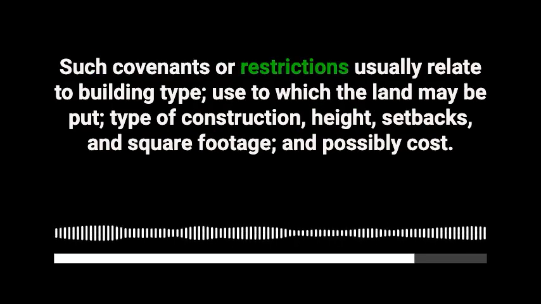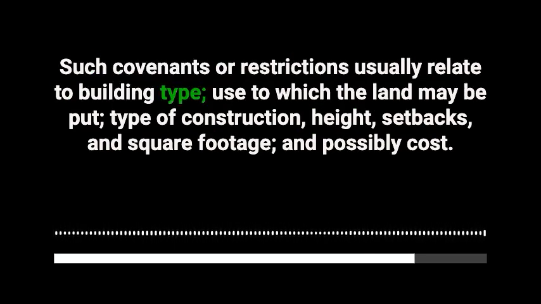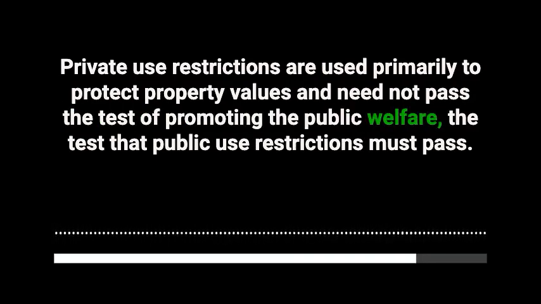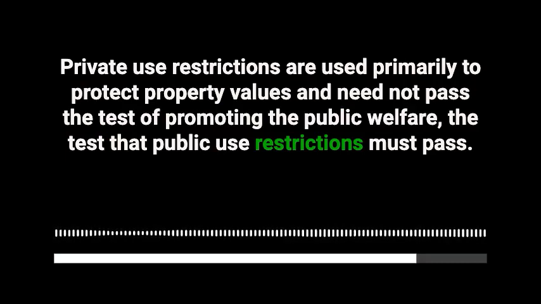Such covenants or restrictions usually relate to building type, use to which the land may be put, type of construction, height, setbacks, and square footage, and possibly cost. Private use restrictions are used primarily to protect property values and need not pass the test of promoting the public welfare, the test that public use restrictions must pass.